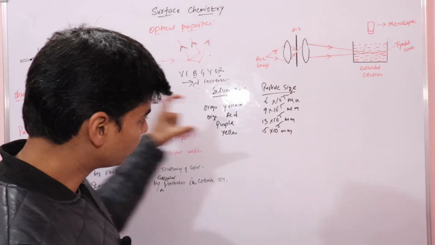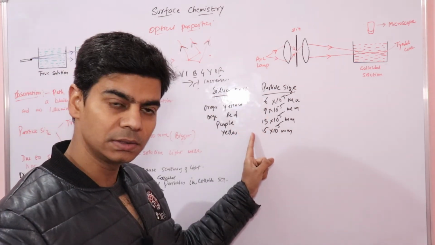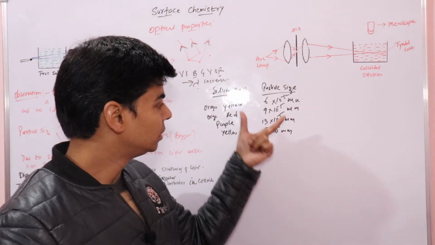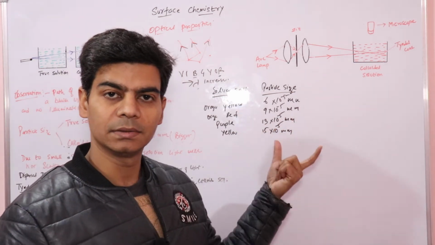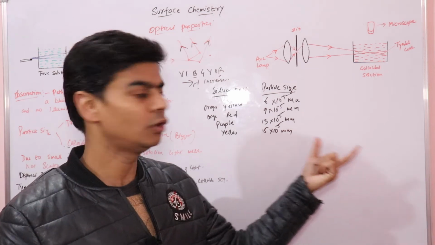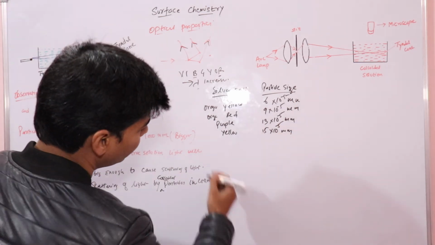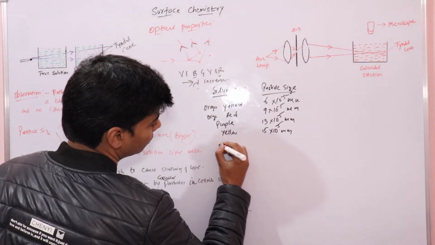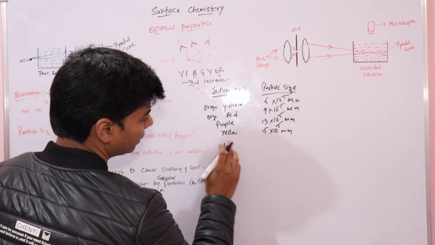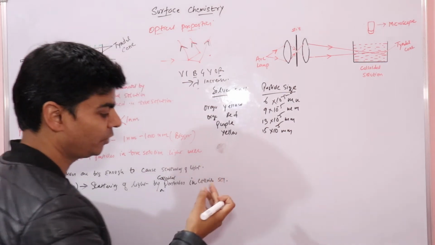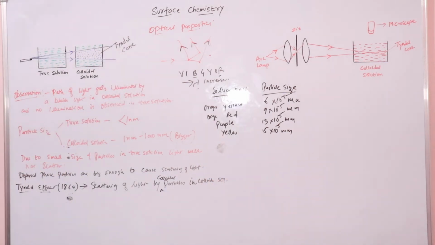So when a beam of light strikes these particles of different sizes, the wavelength of light that gets scattered would be different depending on the size of the particles. So the light that gets scattered depends on the size of the particle.